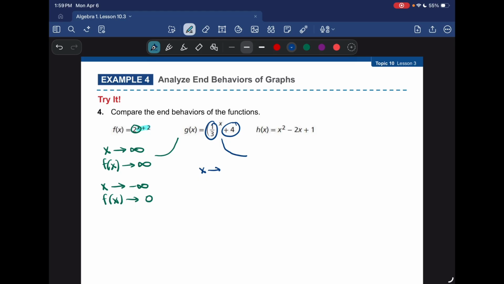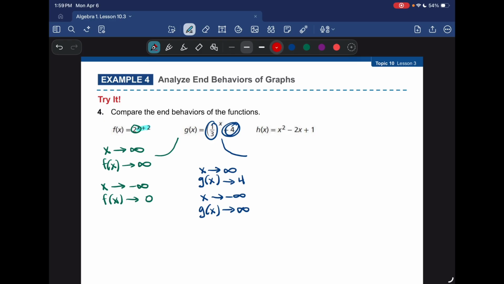As x approaches positive infinity, as I move to the right, what is happening to our graph? It's approaching that asymptote. So g of x is approaching 0. Well, not 0, it's moving up to 4. It's approaching 4 since it's shifted up 4. As x is approaching negative infinity, as we move to the left, what is happening to our graph? It is increasing. So then our g of x would approach positive infinity as we move to the left.